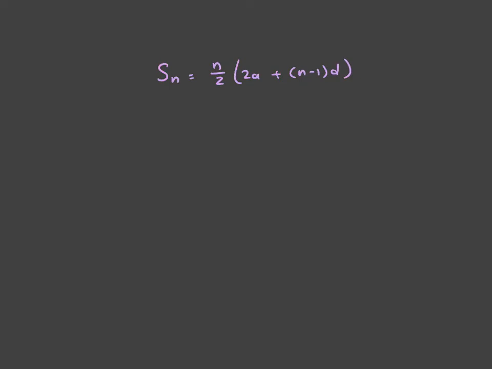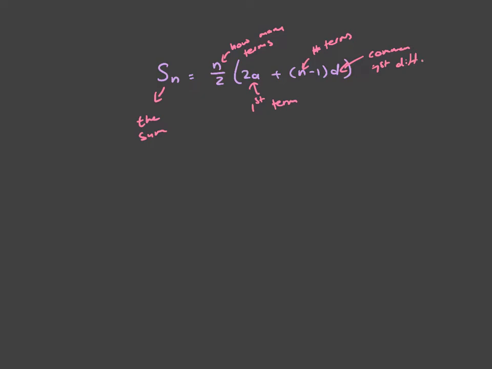The default formula we normally use to find the sum of an arithmetic sequence is Sn is equal to n over 2 times (2a plus (n minus 1)d). You know this by now. Sn is the sum, n is how many terms you're finding the sum of, a is, of course, the first term, the value of the first term, n is the number of terms, and d is the common difference.